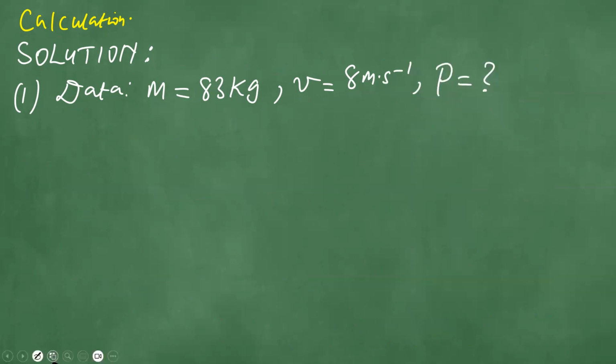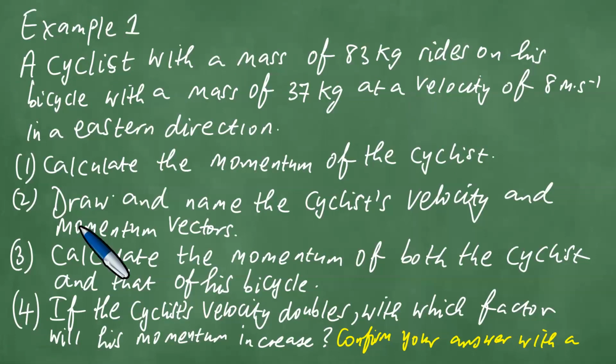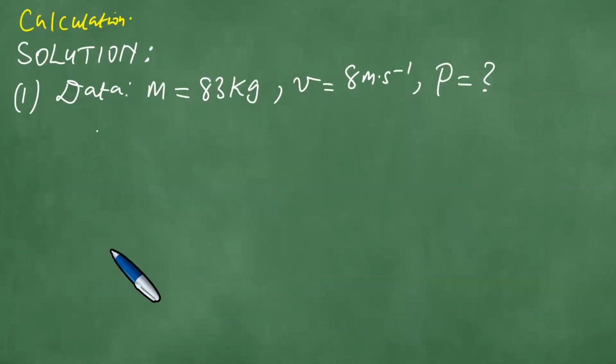What is the momentum, P? Because the question says calculate the momentum of the cyclist. So we have the data: the given mass of the cyclist and the velocity of the cyclist. Because the cyclist is on the bike, they have the same velocity. If you are in a car, you have the same velocity as the car relative to the ground.